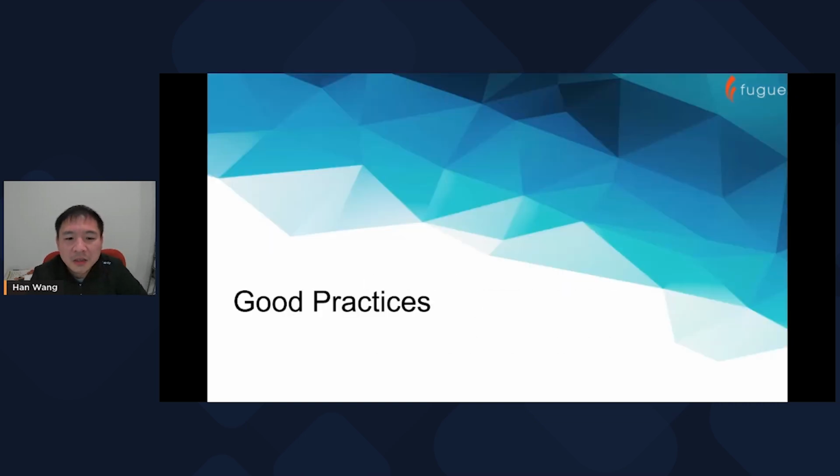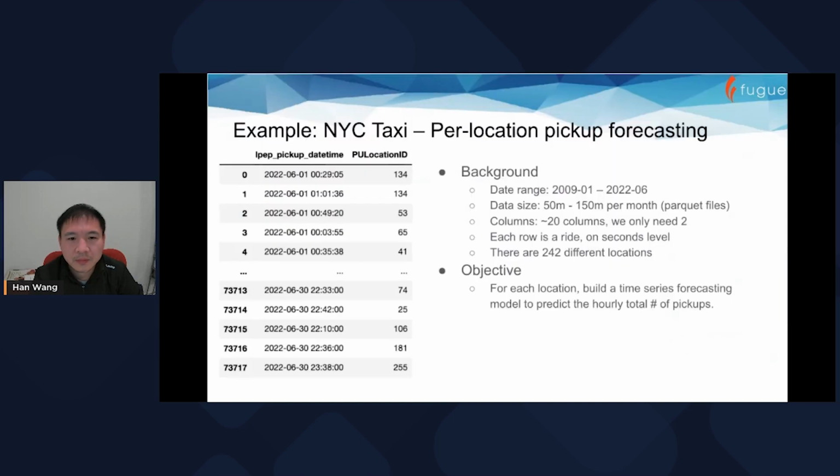Okay, now let's talk about good practices. So here is the last example in this presentation. We have the NYC taxi example, which is pretty popular. And we know that the data set is publicly available on the website. Here is the background of the data set.